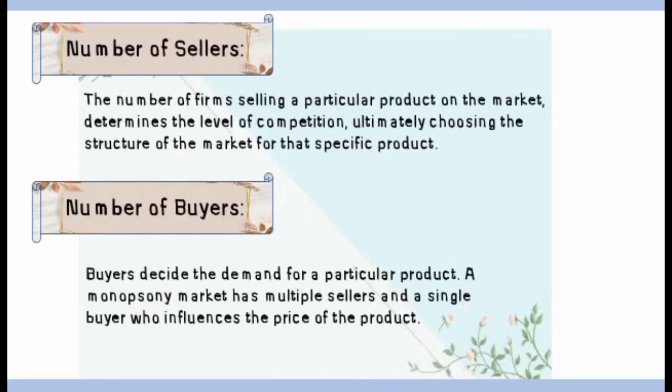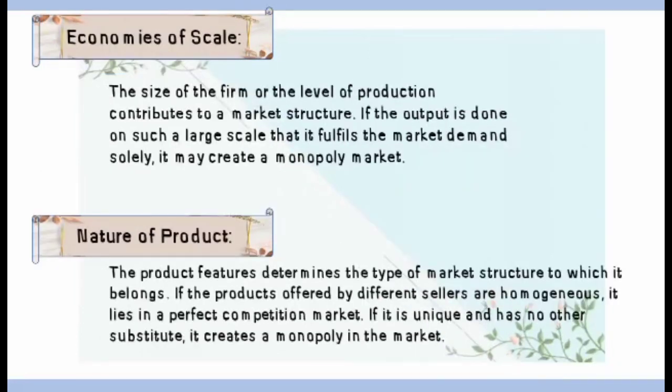Now let's proceed to numbers of buyers. The numbers of buyers decide the demand for a particular product. A monopsony market has multiple sellers and a single buyer who influences the prices of the product. So the numbers of buyers and sellers of a commodity in the market indicate the influence exercised by them on the price of the commodity.